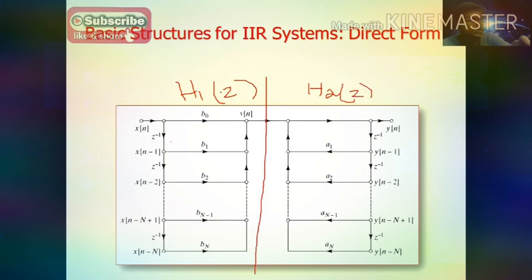This portion represents the numerator term, summation of bk z power minus k, that is the zeros of the system. This portion represents the poles of the system, 1 minus summation term. Look at this expression here.